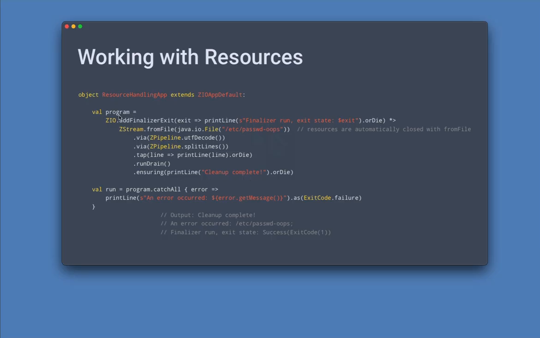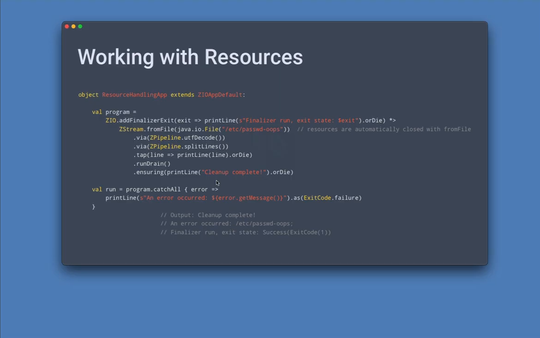Now when we have this program right here, we're going to try to read that file. In this particular case, it's going to fail. We know that, so the catchAll is going to run. We take that error and we transform it into this print line statement right here. The output we're going to get is cleanup is complete, which we see from the ensuring line right here. We see an error occurred, and then that file name, which comes from the catchAll right there. The last thing we see is finalizer run, and the exit state is this right here, and that comes from the finalizer right here.